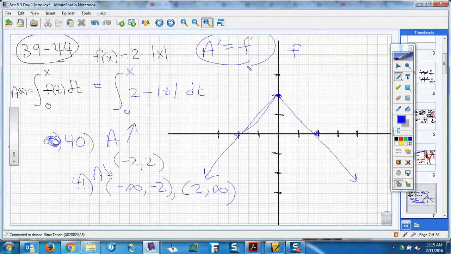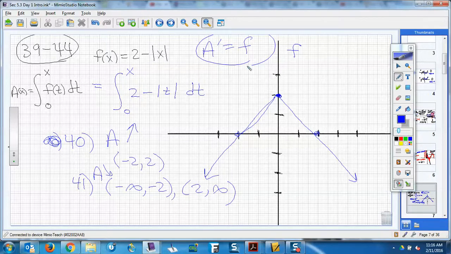So where is A increasing? It's when A prime is positive. Well, A prime is the same as little f. So you really can't talk about A and use f as a rationale if you haven't connected them somehow. So this connects, right? That should be on your paper: A prime is equal to little f.